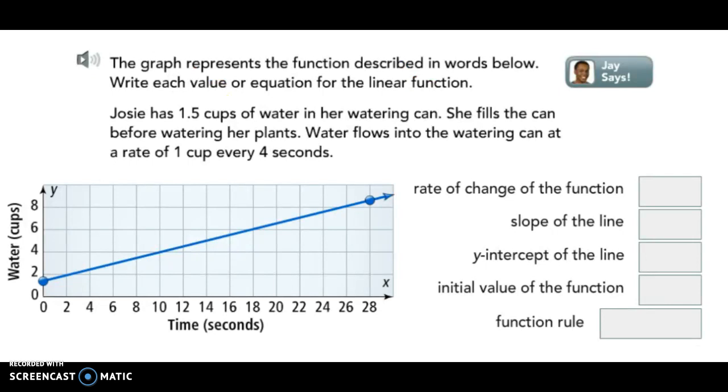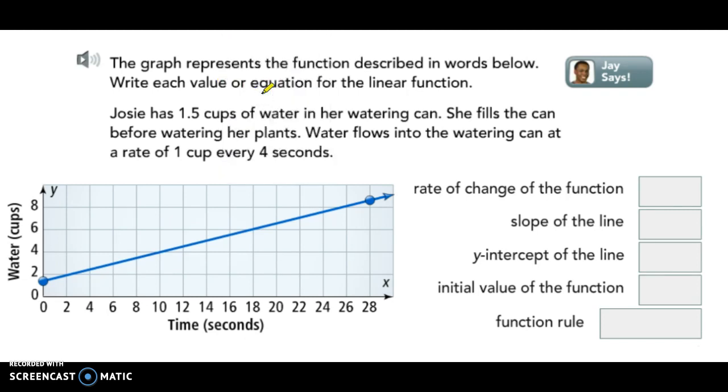The graph represents the function described in words below. Write each value or equation for the linear function. Josie has 1.5 cups of water in her watering can. She fills the can before watering her plants. Water flows into the watering can at a rate of 1 cup every 4 seconds. Here we're asked to list out the rate of change of the function, the slope of the line, the y-intercept of the line, and the initial value of the function, and then create a function rule.